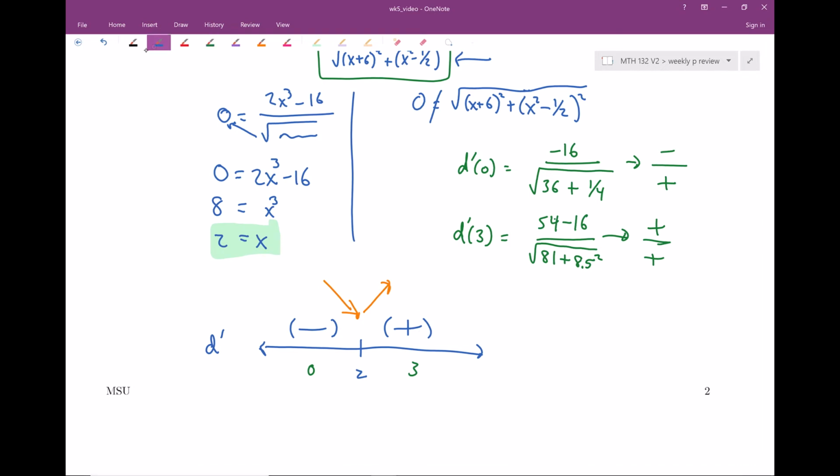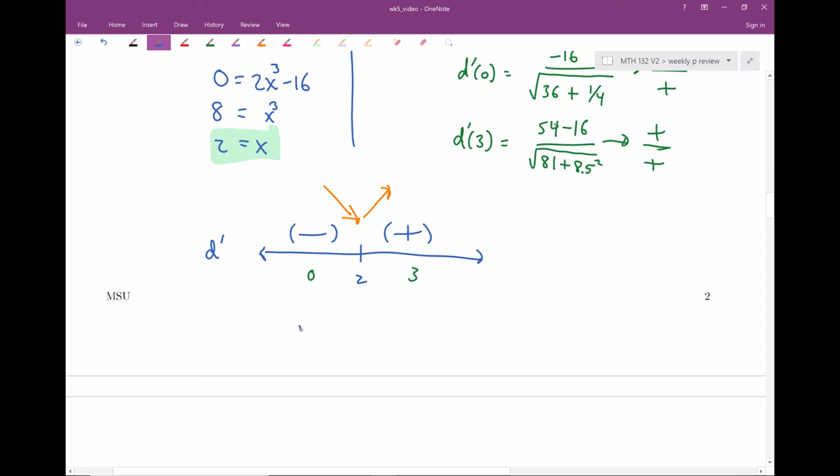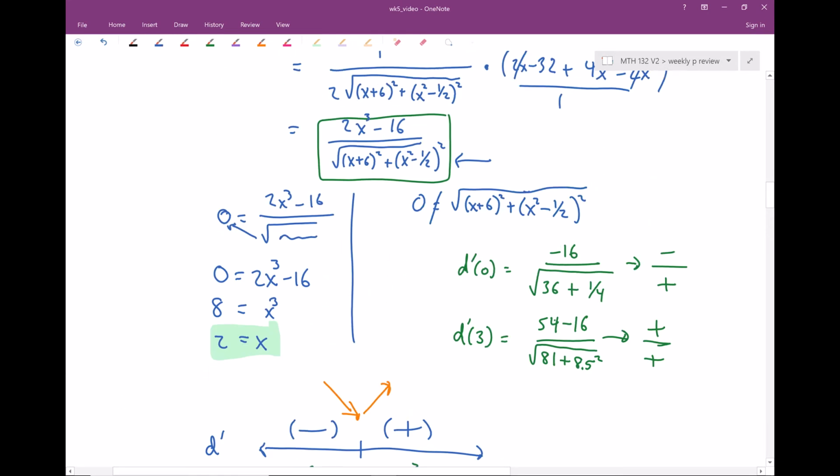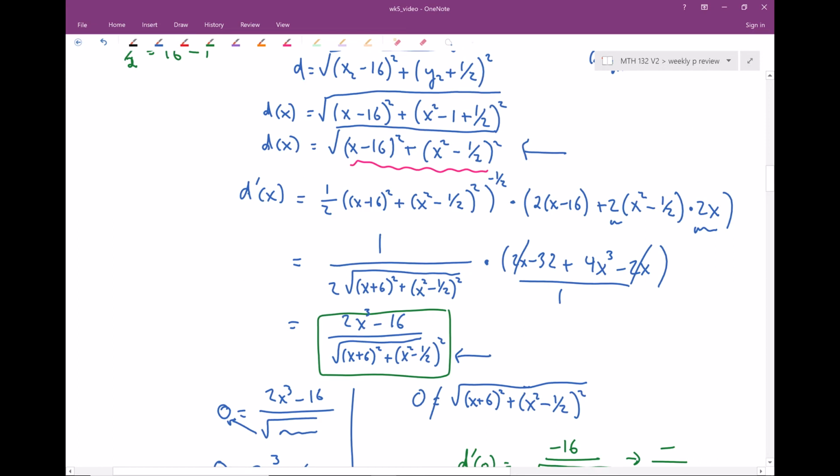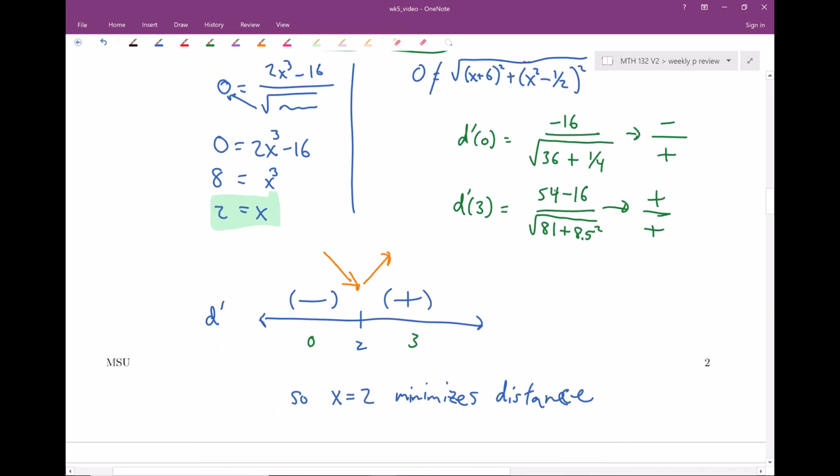So now with this work right here, I can say x equals 2 minimizes distance. And so now I've answered the question that I set off to answer: find an x value that actually minimizes distance, aka is closest. I've shown all the necessary work to actually prove that it is a minimum. It's not just a critical point. We know it's a minimum.